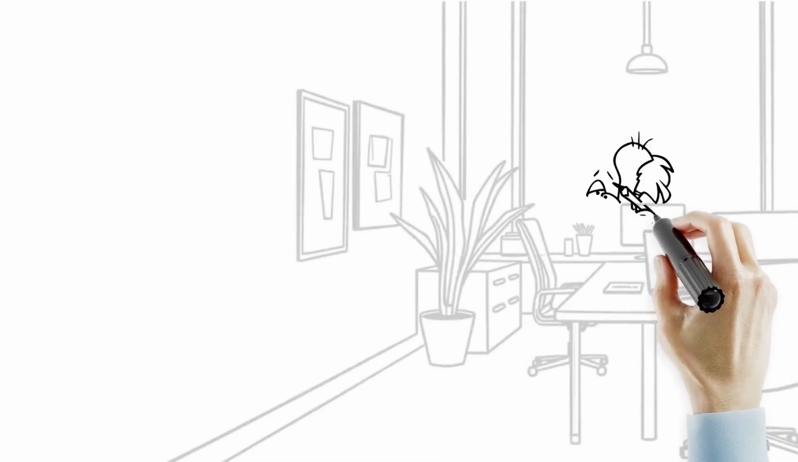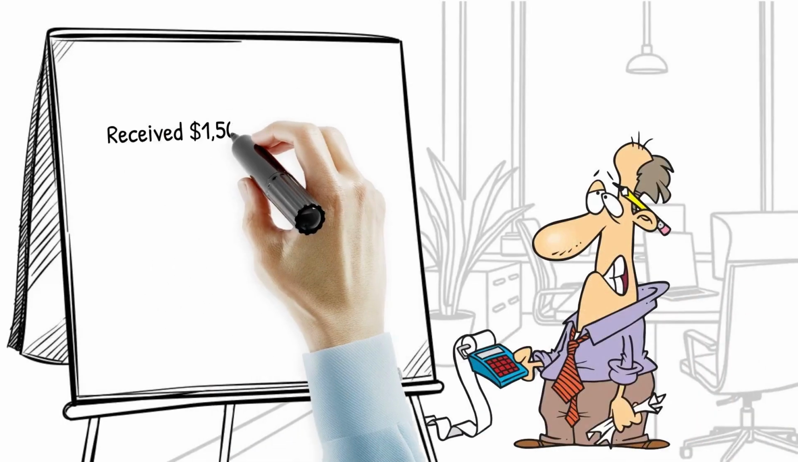Received a $1,500 cash payment from a customer that was granted credit. Account to debit, account to credit.